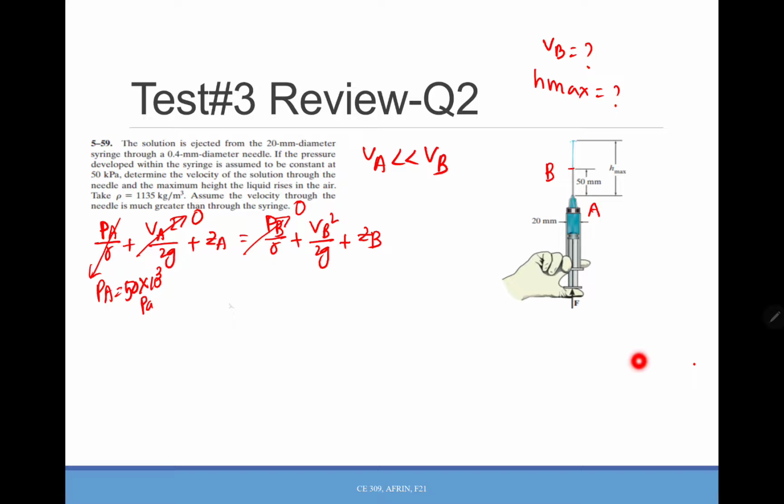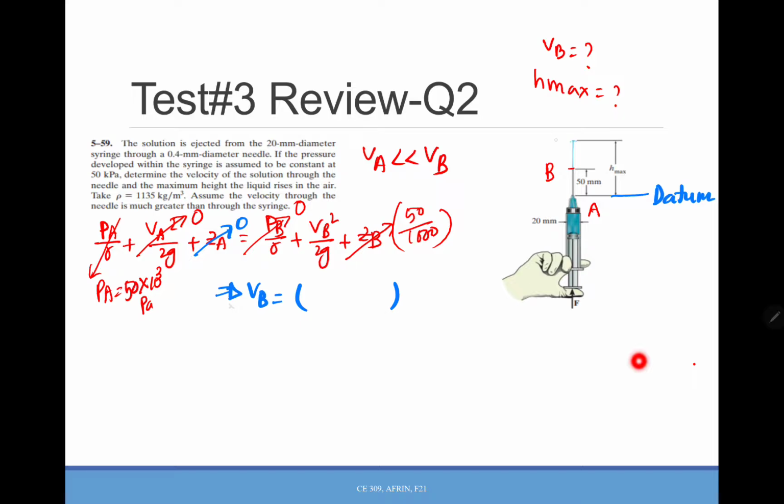VB, that's what we are trying to find. And the ZB can be 50 over 1000, provided you are using this one as the data, right? So you have ZA is 0, so you have this one, and you can find the VB from this calculation. Now the next part, how can you find the H max?